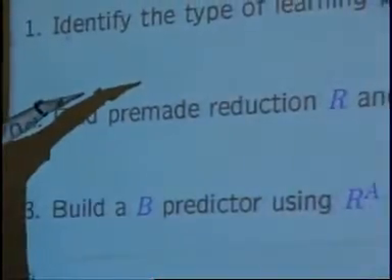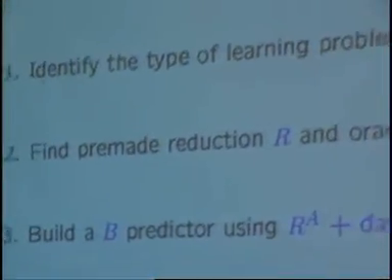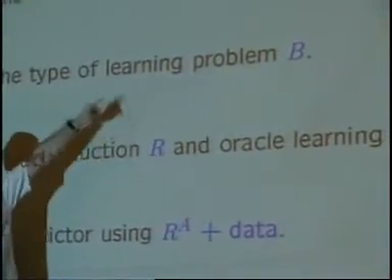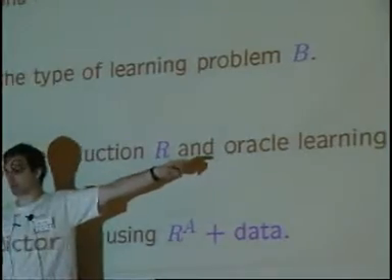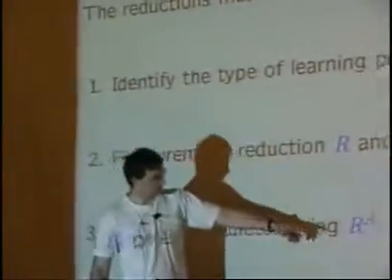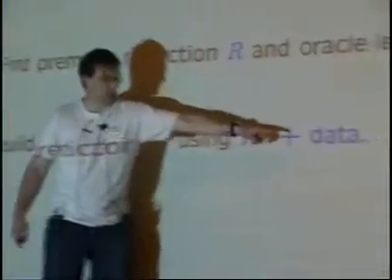The last thing is that it's actually pretty easy to use. So you figure out what the type of your learning problem is. This is something that you always need to do. And then maybe you can find some pre-made reduction from your type of learning problem to whatever learning algorithms you want to apply. And then you just compose these things, throw in your data, and you get a predictor for your learning problem.